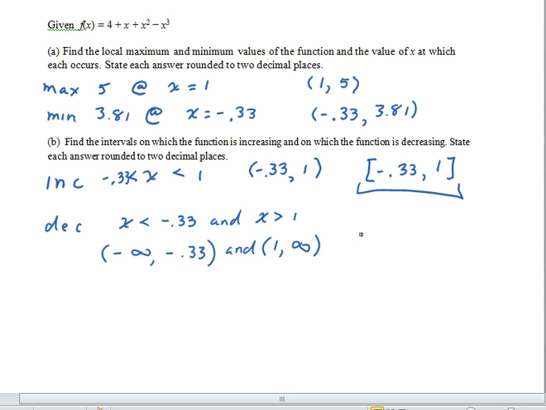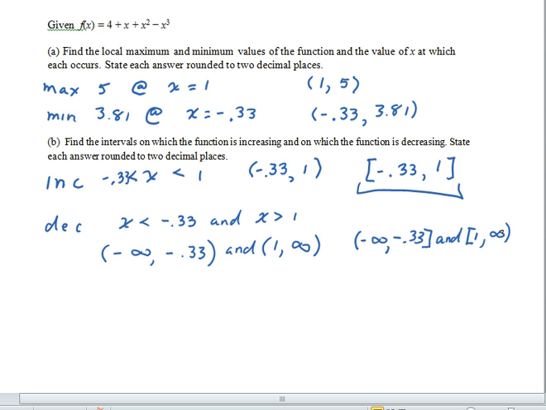Again, our author Stewart prefers that we do this with negative infinity to negative 0.33 with a square bracket at negative 0.33 and a square bracket at 1 up to infinity. We never use a square bracket with plus or minus infinity.